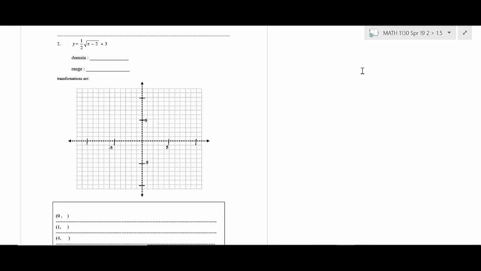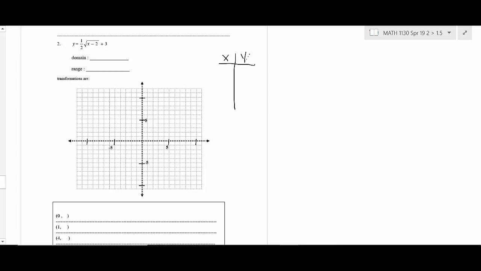Okay, so what we were doing in 1.5 last time, we were doing transformations. What I'm going to do on this is I like to show students how to do this with a table. You don't necessarily have to do that, but it's a good way to organize your information. The first thing I'm going to have you do here is the elementary function is the square root of x, and we're going to do transformations on that.